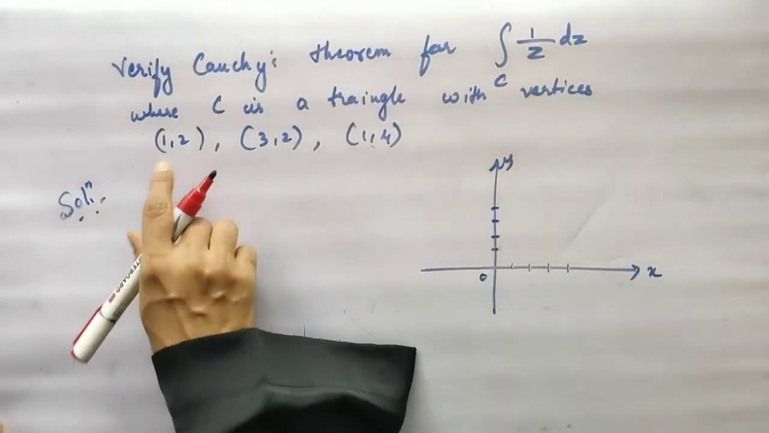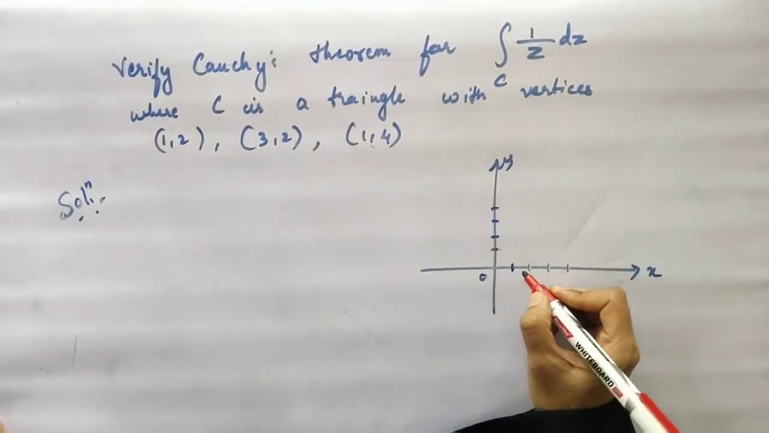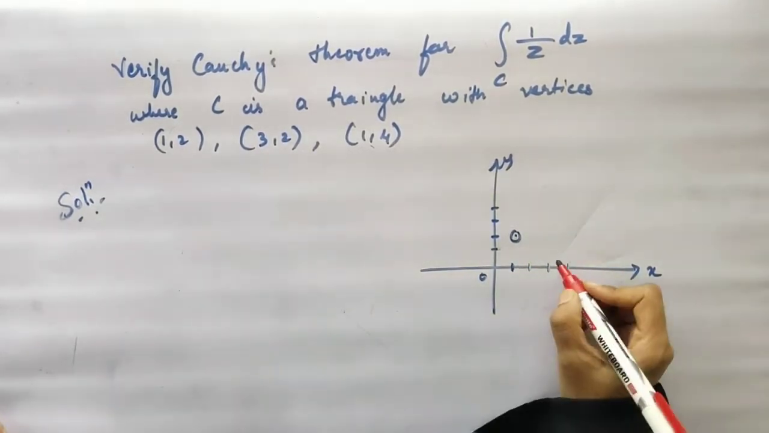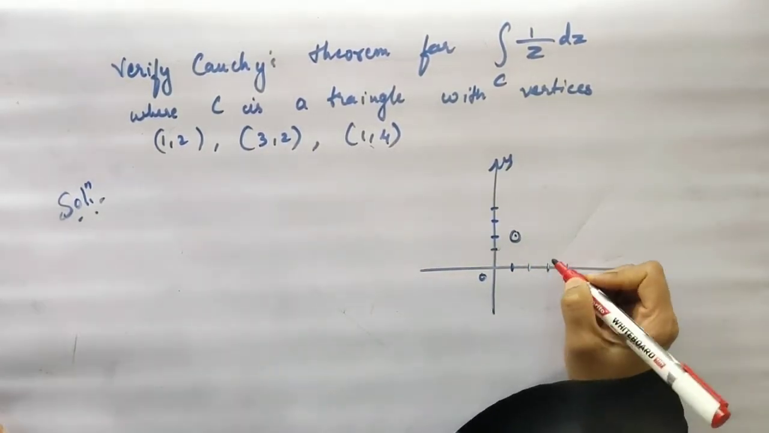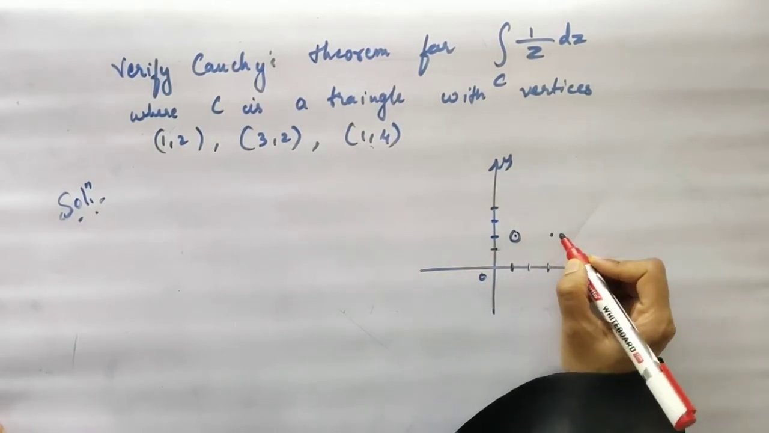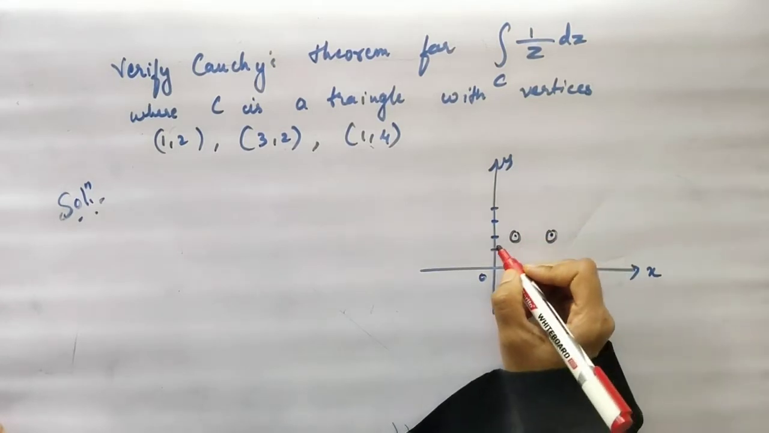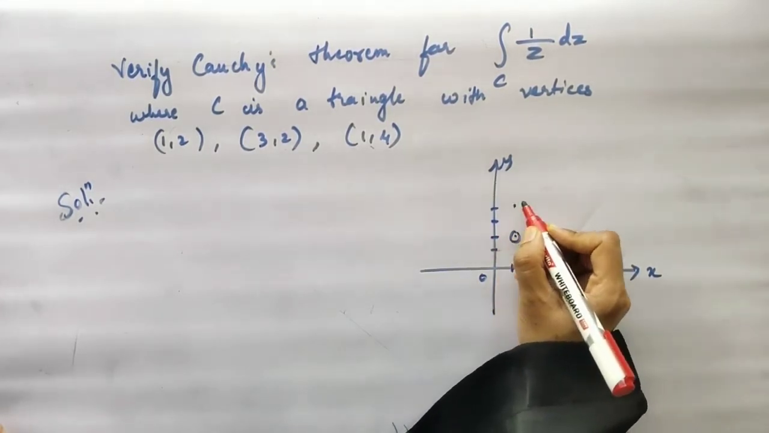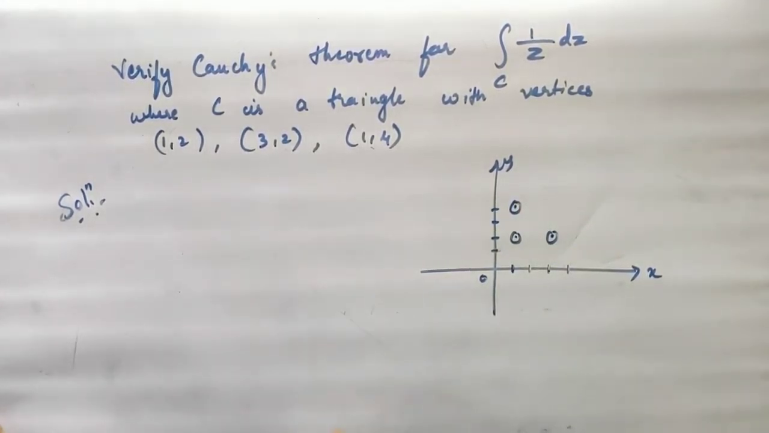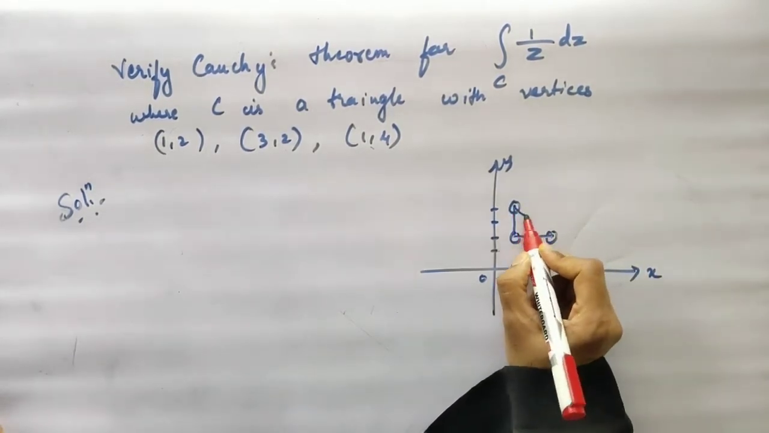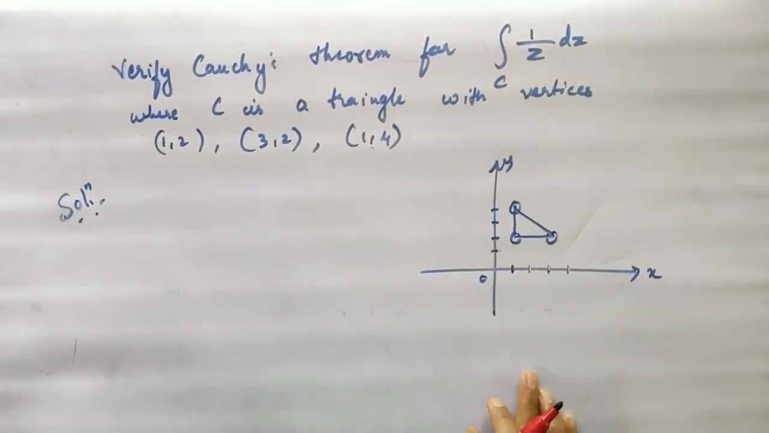The point (1, 2) is over here. The point (3, 2): 3 is here, and it's 2. Let's mark that point as well. The point (1, 4): 1, 2, 3, 4, it's here. So these are the three points. Let's join them to make our triangle. So this is the triangle.